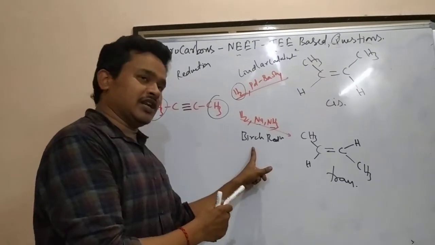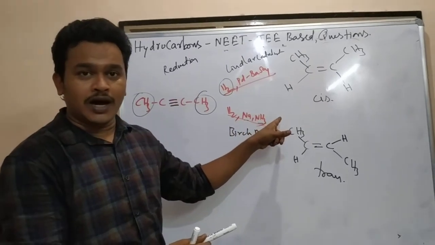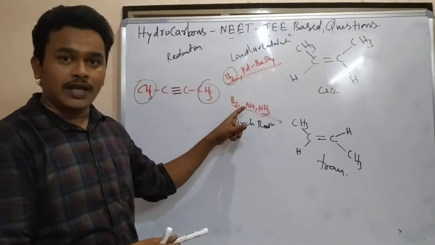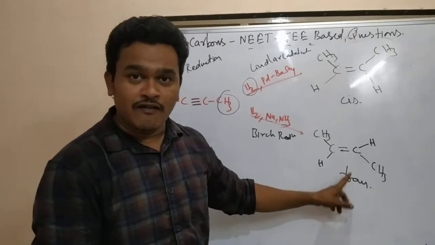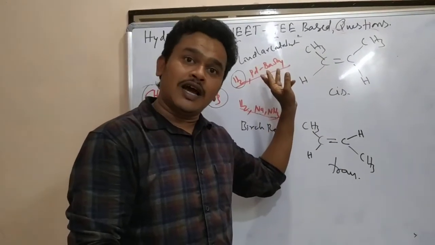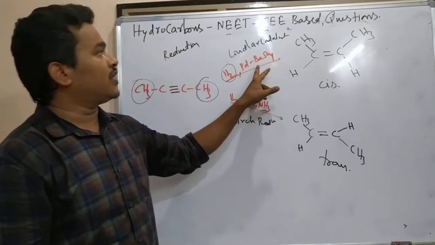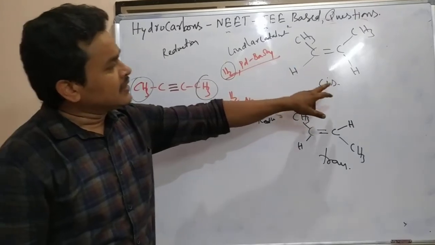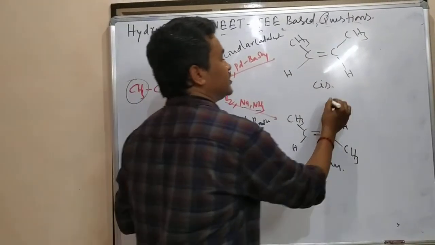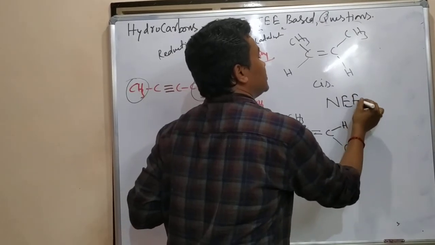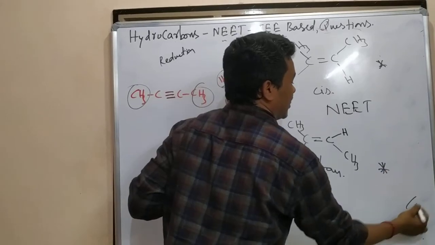What you have to remember for Birch reduction? The reagent is sodium and ammonia, liquid ammonia. Both are reductions only. When you are seeing sodium and ammonia, you have to get a trans product. When you are seeing Lindlar's catalyst, addition of hydrogen in the presence of Pd, BaSO4, otherwise CaCO3 sometimes, this product will come. This is a repeated question and this is important for the NEET examination. Keep it in mind.